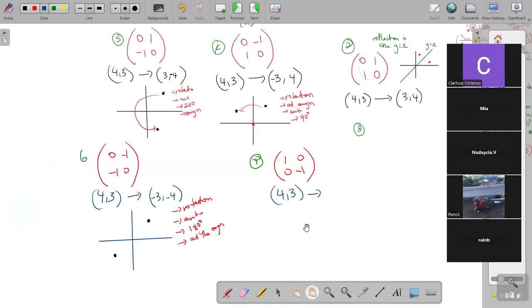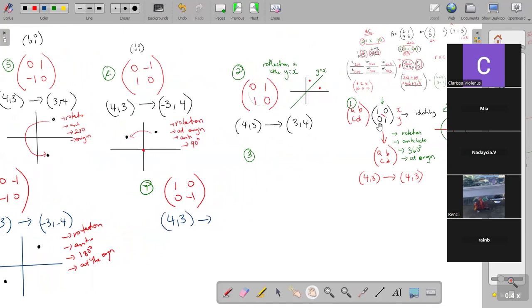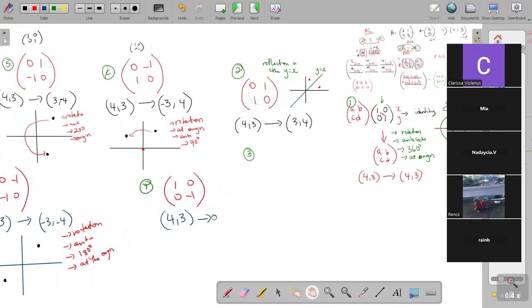Let me zoom out so you could see the original. Is there a switch? Remember the original, where the original is here. This is the original. Is there a switch?